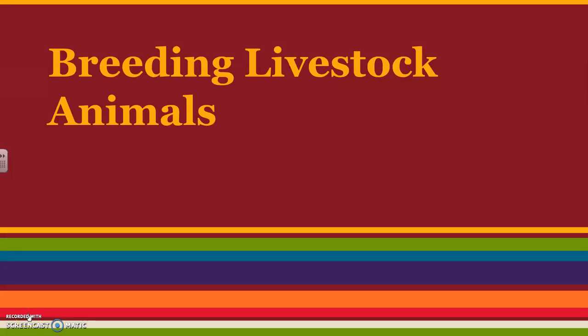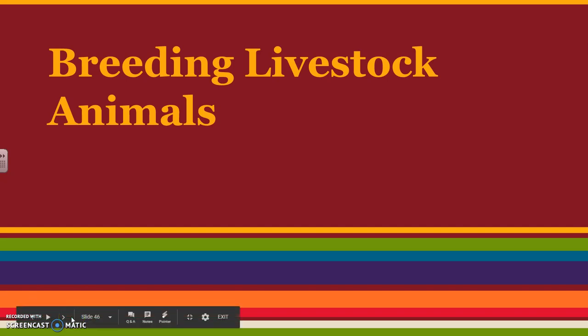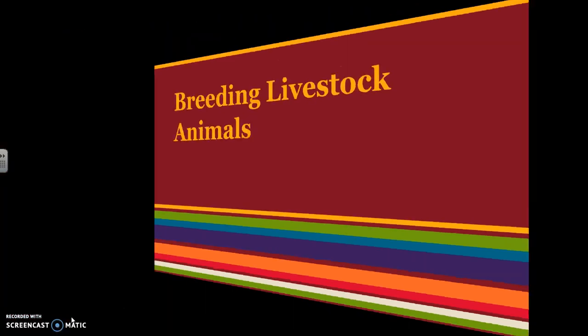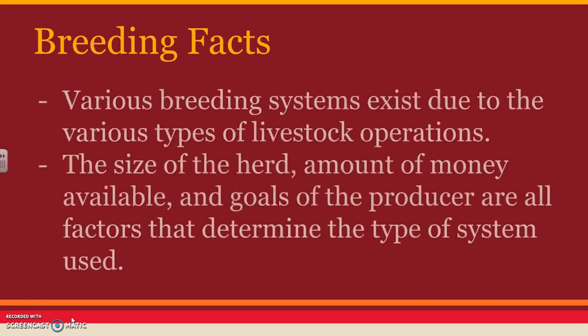When I say different methods of breeding, I'm not necessarily saying live cover versus artificial insemination. Really what I'm talking about is purebred breeding versus crossbreeding and that sort of thing. So really our various breeding systems exist because we have different types of livestock operations. The type of breeding system that you're going to employ really depends on the size of your herd, the amount of money you have, and the overall goals of the producer.